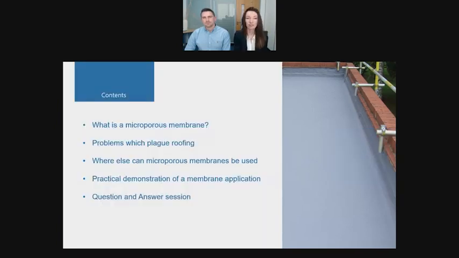So what are we covering today? Firstly, we'll look at what exactly is a microporous membrane. We'll look at the problems which plague roofing, before looking at where else microporous membranes can be used, because although they were traditionally designed for roofing, they can be used in numerous applications. Then we have that practical demonstration of how to apply a membrane before moving on to our question and answer session.